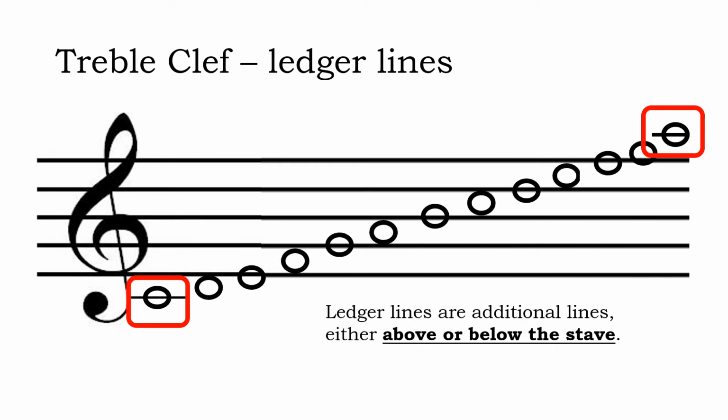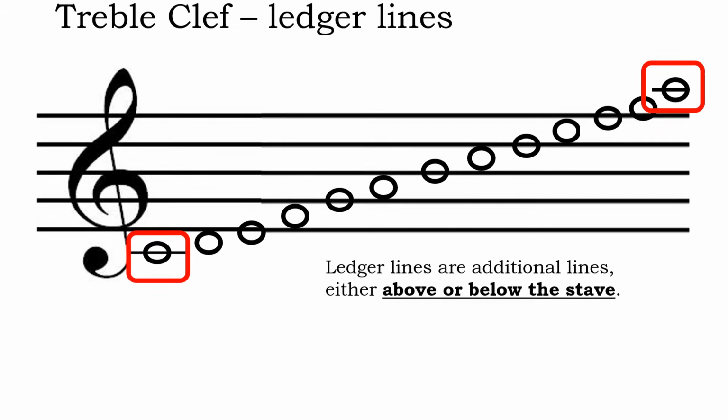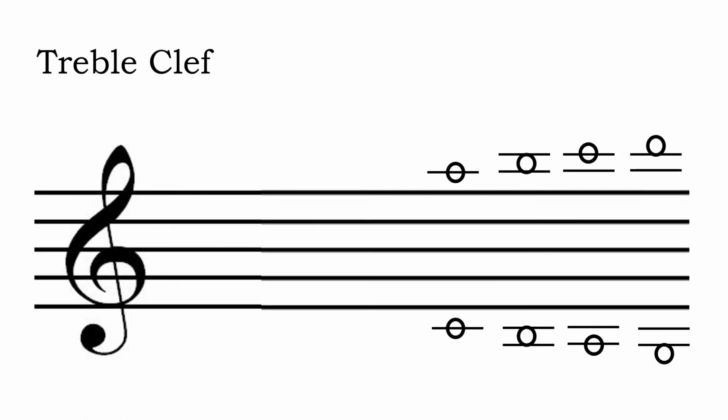Ledger lines are additional lines either above or below the stave. For the treble clef, the first bottom ledger line is a C and the top first ledger line is an A. So, to read ledger lines, use your reference points and go up the alphabet between A to G.